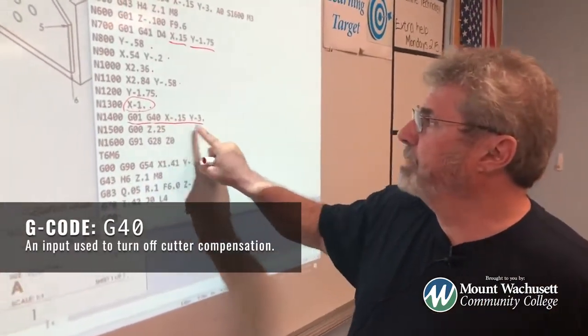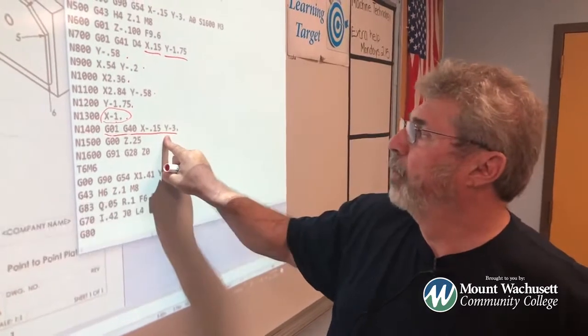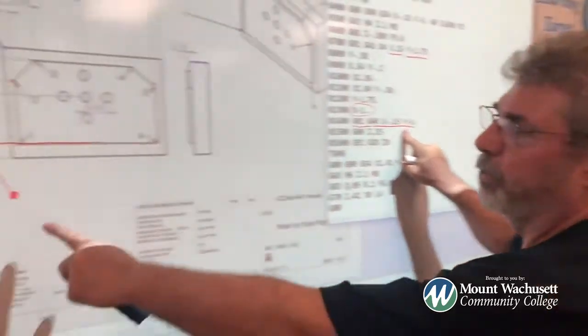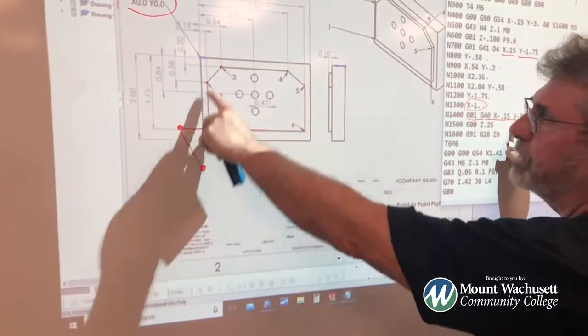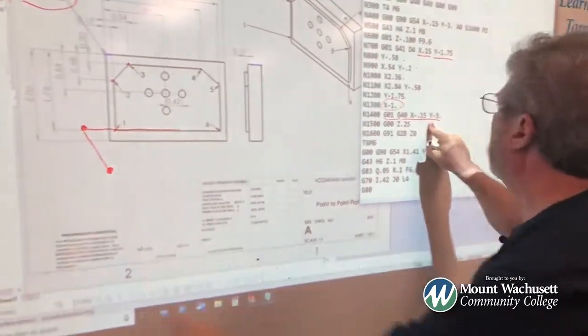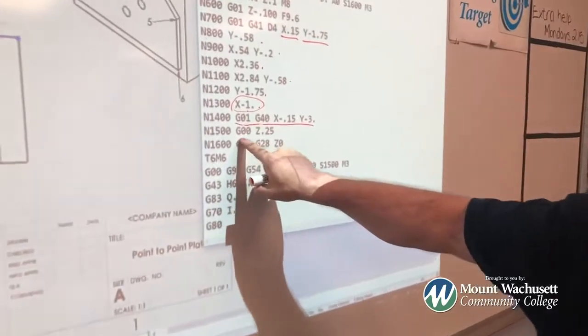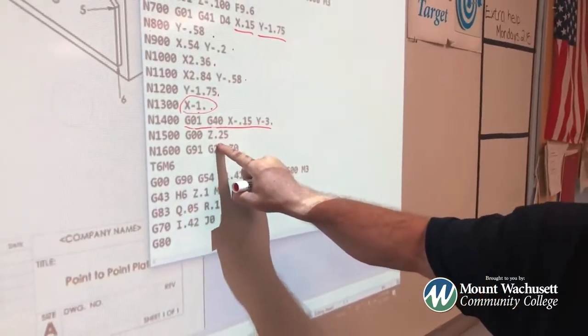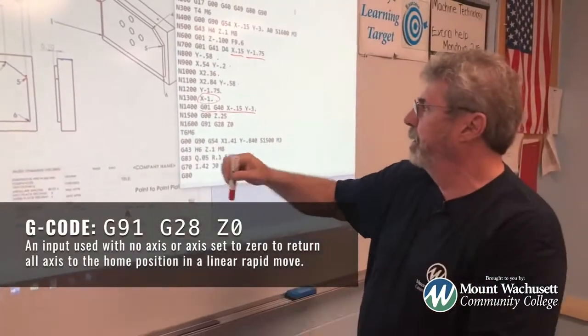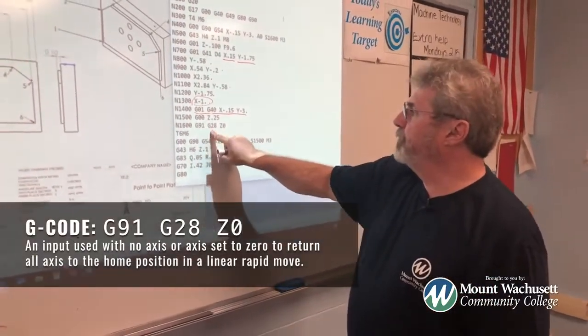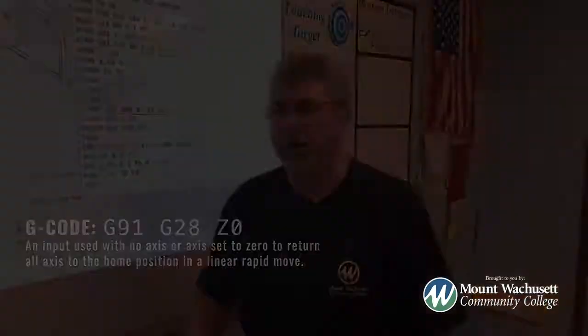And you give it your X and your Y location, where you're going to. And that's what we gave it right here. We said it was 150 thousandths over, and we said it's 3 inches down. G00 says wrap it up to 1/4 inch above the part, so it's actually going to come up 1/4 inch above the surface. And now G91, G28, Z0 says go home.